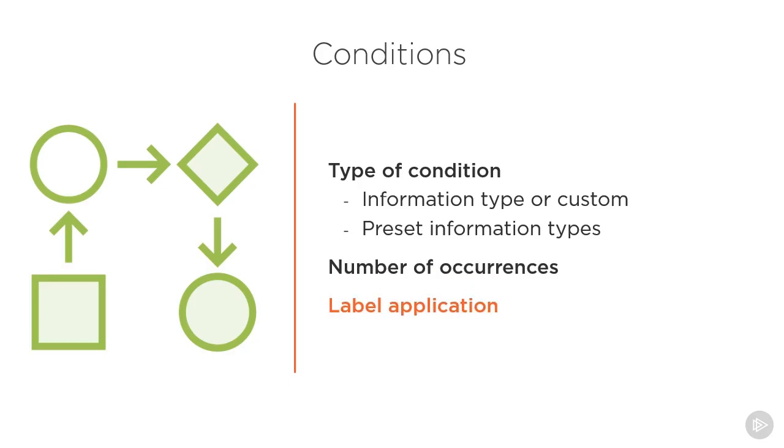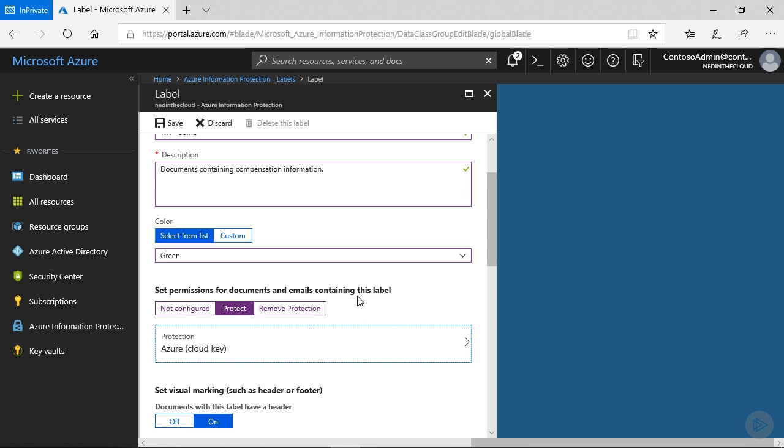And the last thing is the decision of the label application. Do you want the label to automatically be applied, or do you want to just prompt the user that they might want to use this label for this document? So now let's go back to the demonstration and we can see how that works with the comp label.